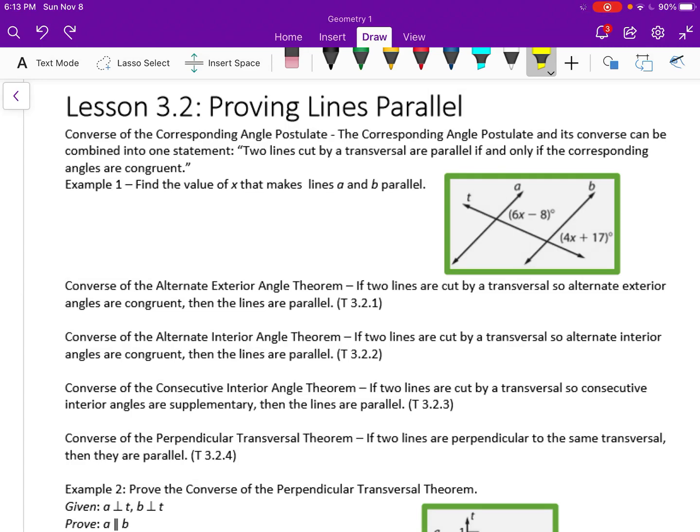Hello, geometry students. We'll be looking at lesson 3.2, which is proving lines parallel.